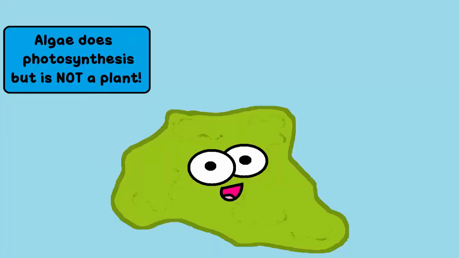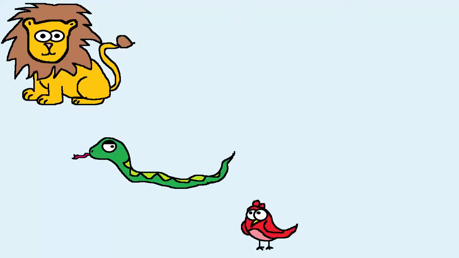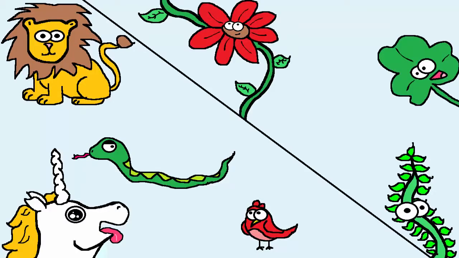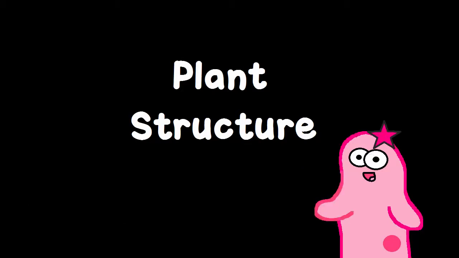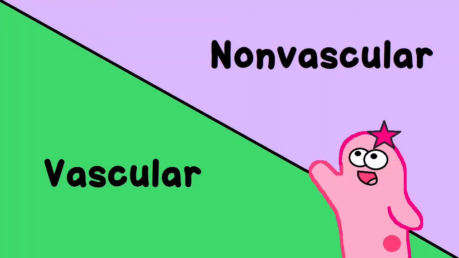Not to say that everything that does photosynthesis is necessarily a plant. Algae, for example, does photosynthesis and is not a plant. But plants do play a major role in oxygen production. You know how there are many different types of animals? Well, there are many different types of plants as well. To get to plant structure, we need to outline two major plant categories: vascular and non-vascular.